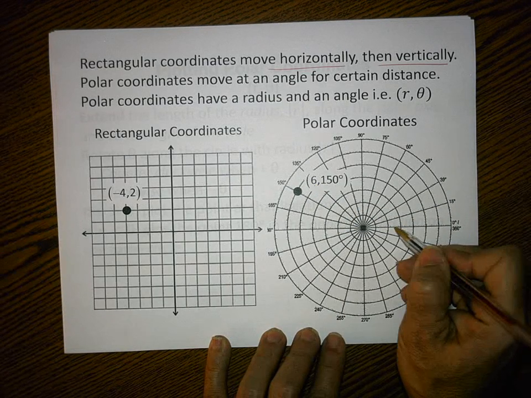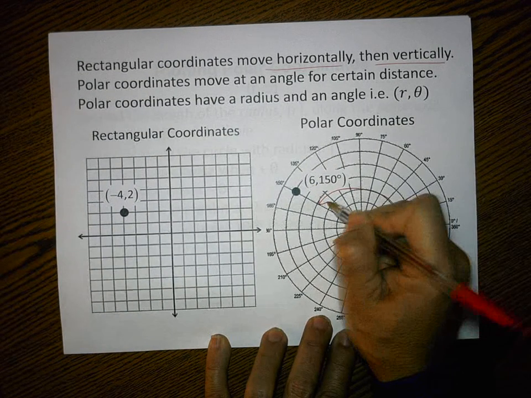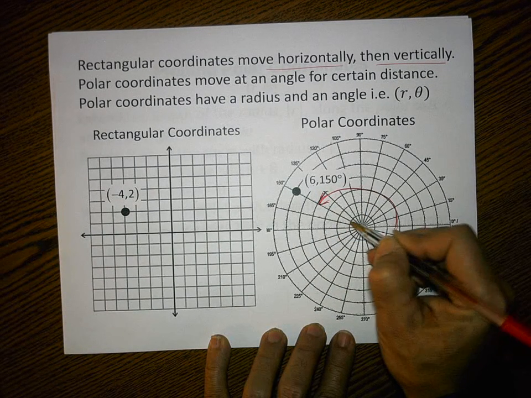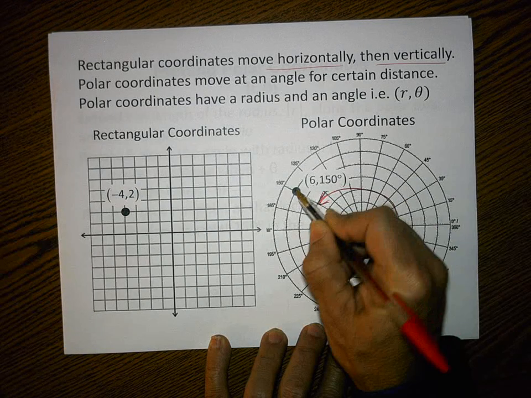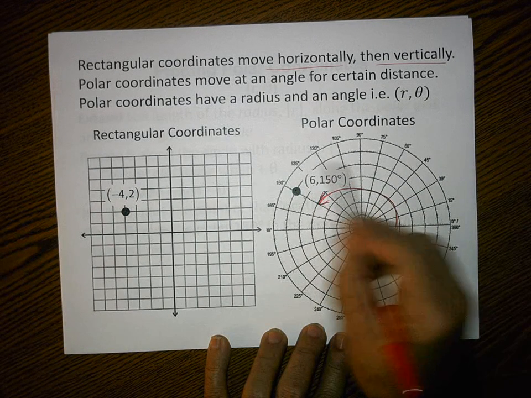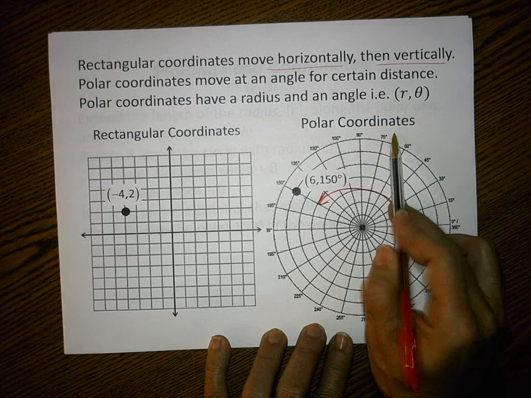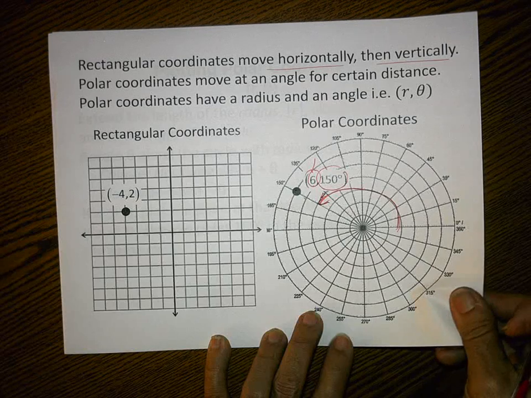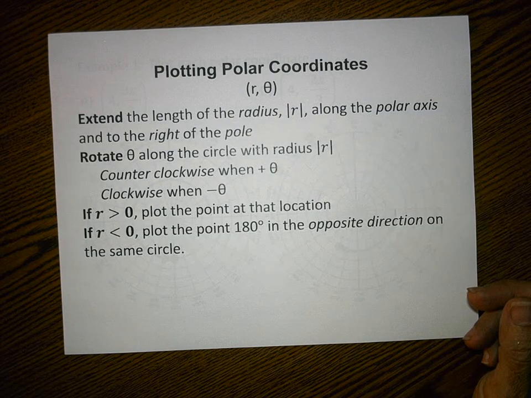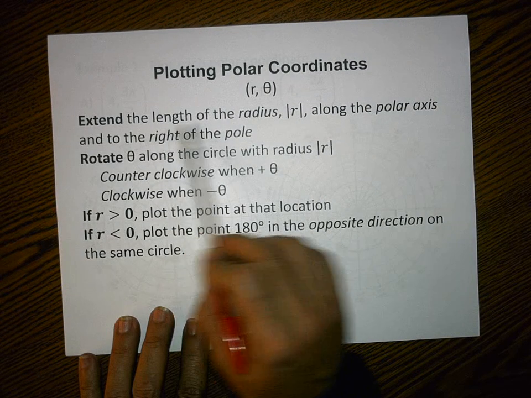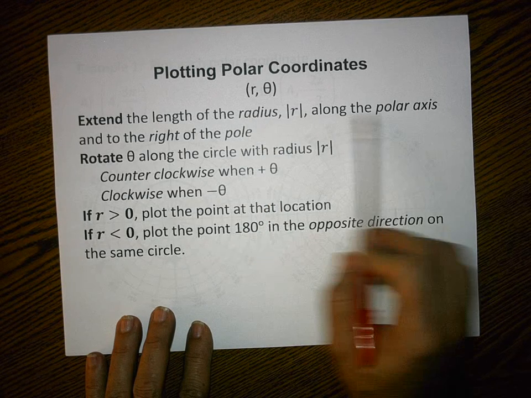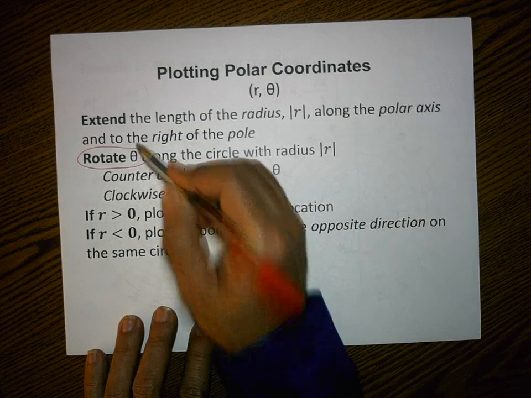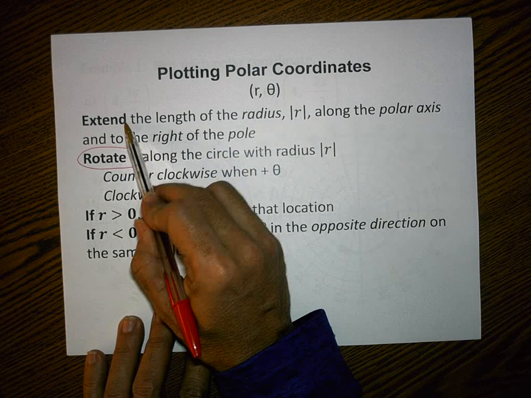So this point P is at 150 degrees. I'm showing that I went to 150 degrees, and I counted the radius of 6. 1, 2, 3, 4, 5, 6. And there's point P. That's how we represent a point in polar coordinates. We have to give you an angle, and then we have to give you a radius. Okay? So let's go ahead and start plotting some polar coordinates. We extend the length of the radius along the polar axis, and then we rotate. I like to rotate first, and you'll understand why. I rotate the angle first, and then I count the radius.